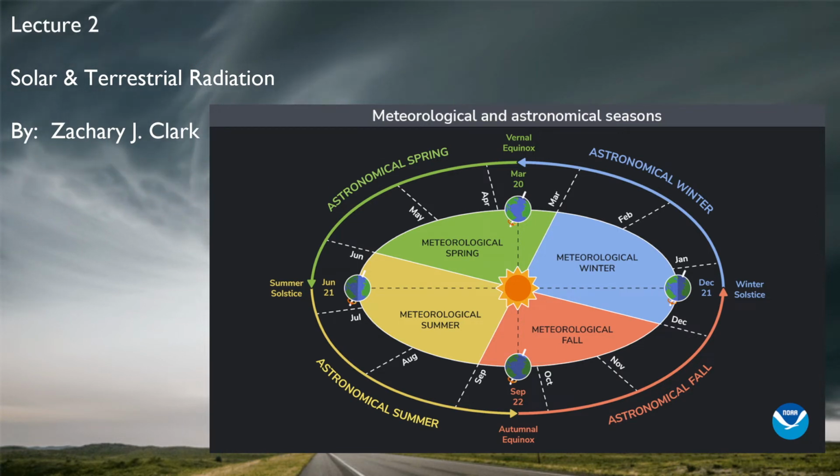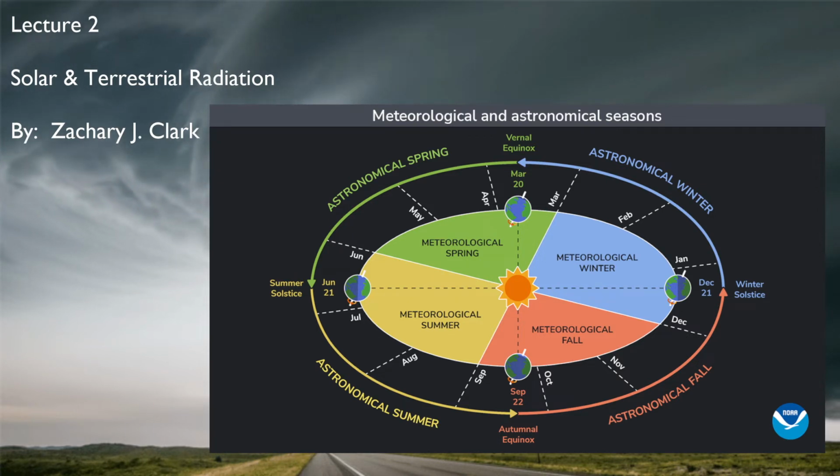The spring equinox to summer solstice is from March 21st to June 21st. And then the summer solstice to fall equinox is from June 21st to September 21st. And the fall equinox to winter solstice is September 21st through December 21st.